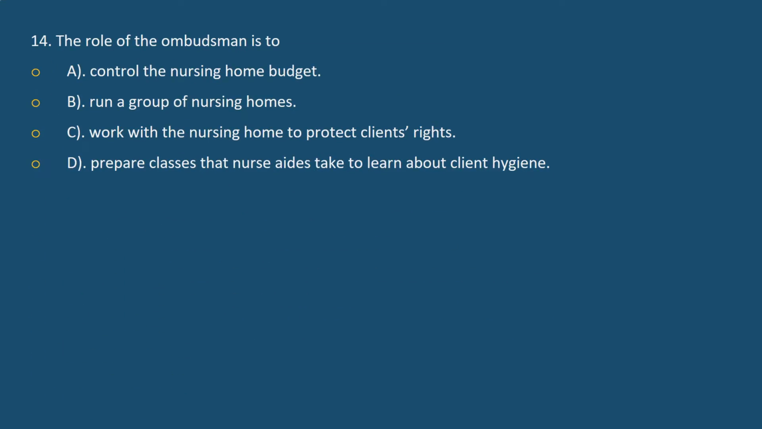Question 14. The role of the Ombudsman is to A. Control the nursing home budget. B. Run a group of nursing homes. C. Work with the nursing home to protect clients' rights. D. Prepare classes that nurse aides take to learn about client hygiene.